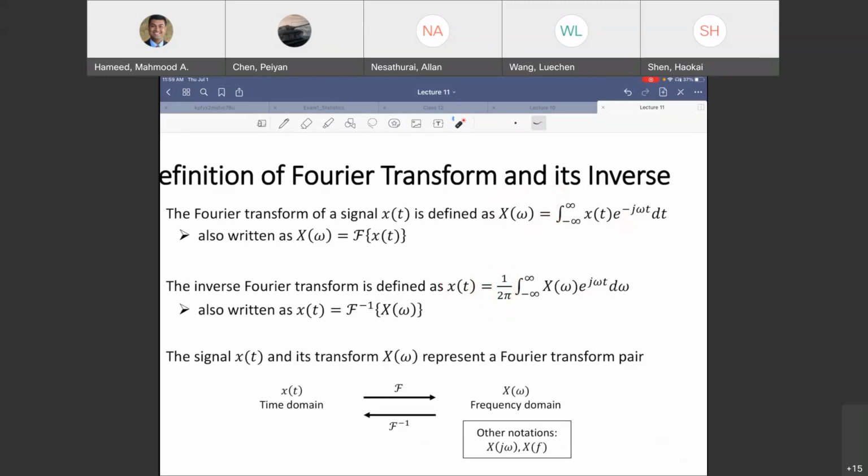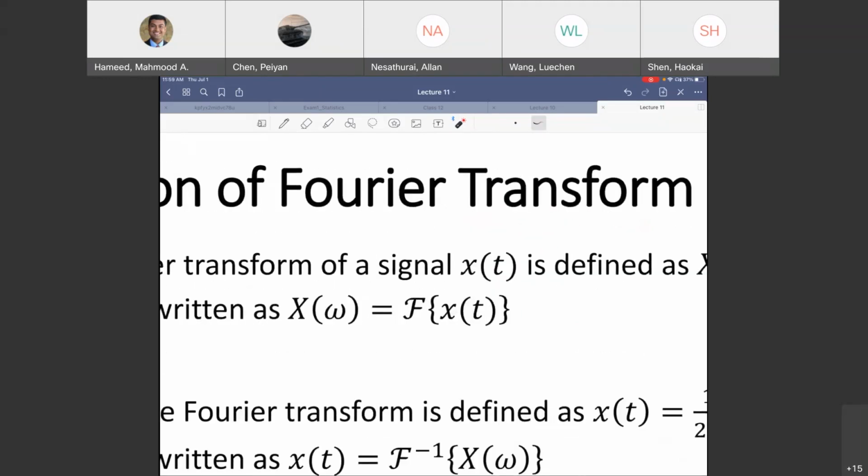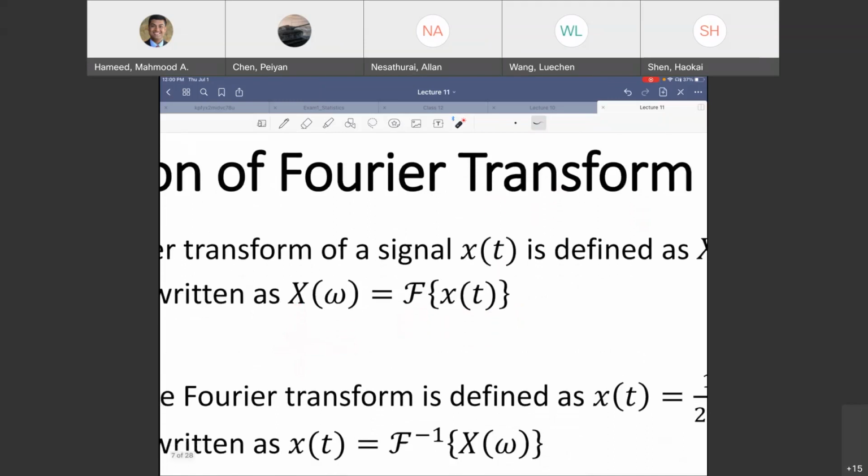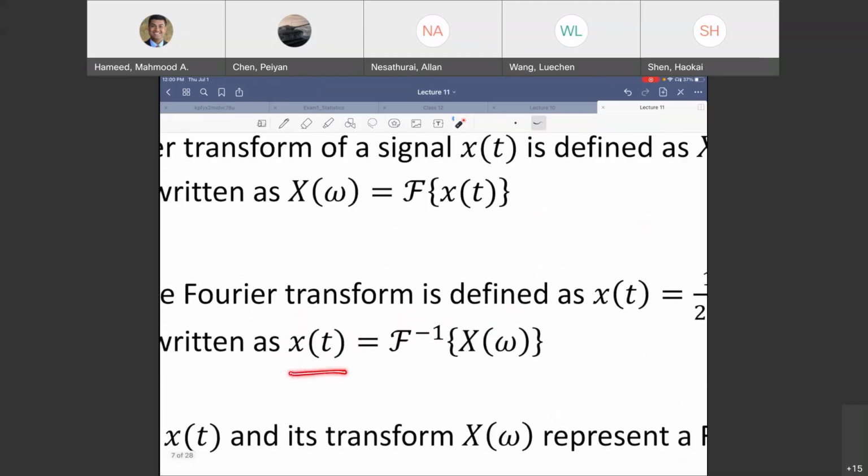How are you writing the Fourier transform and inverse Fourier transform? This way: X of omega, or X of j omega, or X of f, capital letter X, is the Fourier transform of the time domain signal x of t. How are you writing the inverse Fourier transform? x of t equals the inverse Fourier transform of X of j omega, or X of omega, or X of f.